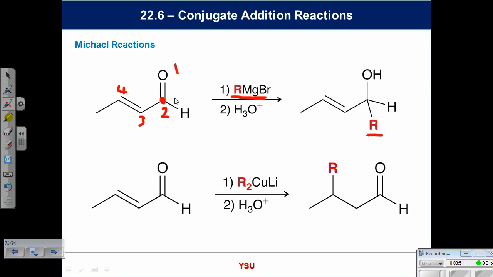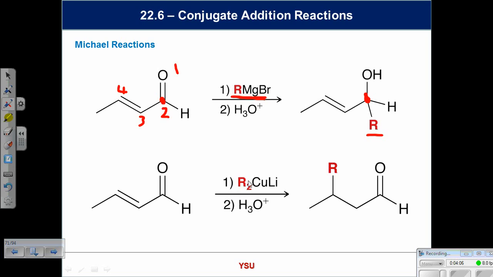It certainly is more positive than the beta carbon. So the fastest reaction, the kinetic outcome, which will be detailed again in a second, is attack at the carbonyl to do a nucleophilic addition, and that's it. It's stuck. Then you would quench and you have your alcohol. We've seen that a bunch of times.